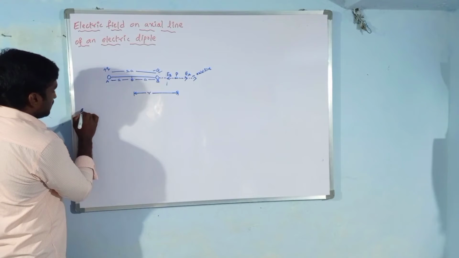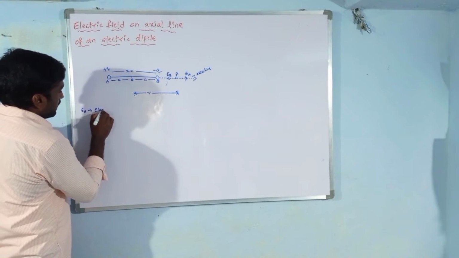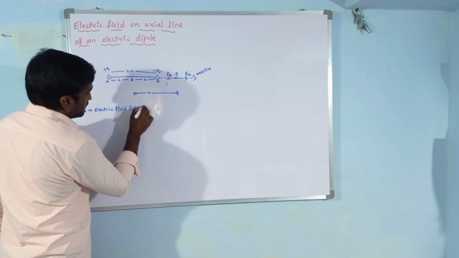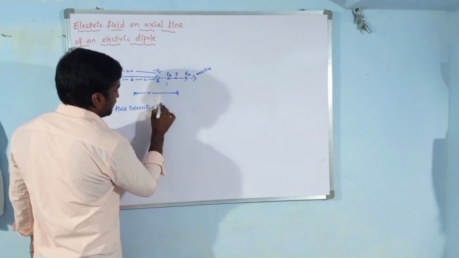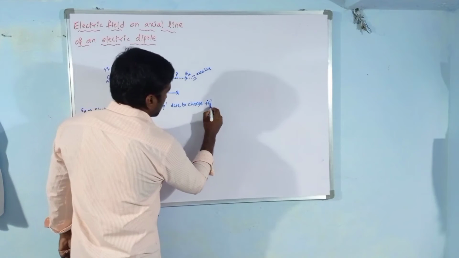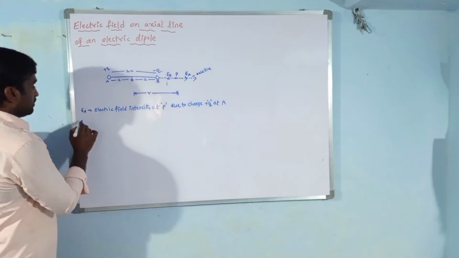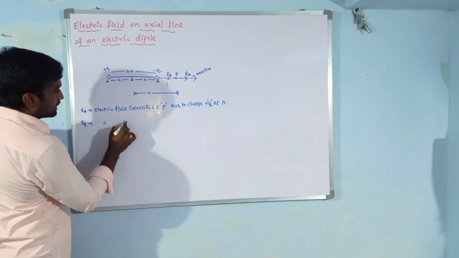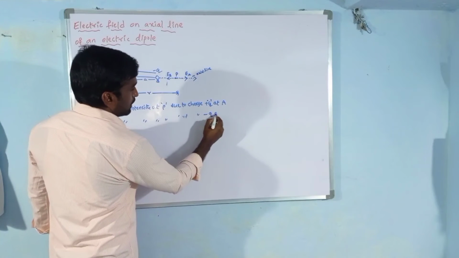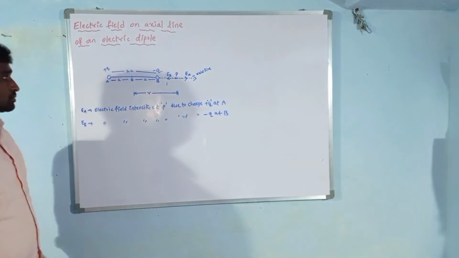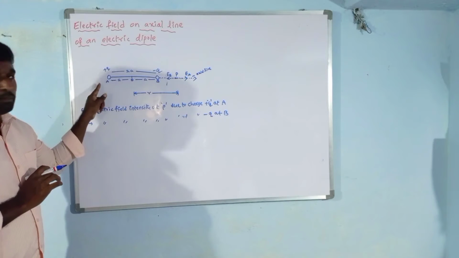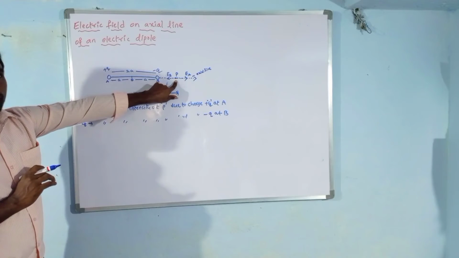Now, EA is the electric field intensity at P due to charge plus q at A. Now EB: EB is the electric field intensity at point P due to charge minus q at B. So in EA and EB, EA is the electric field intensity at point P due to the positive charge, and EB is the electric field intensity at point P due to the negative charge.